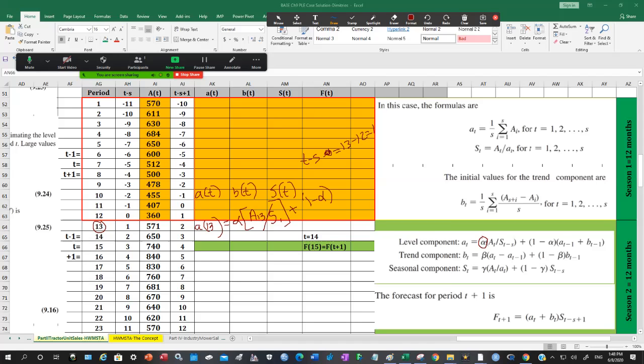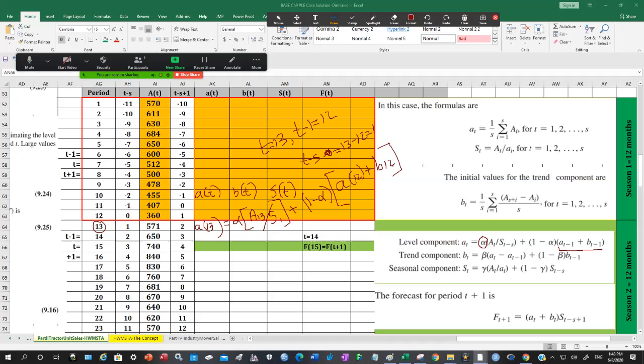Plus 1 minus alpha. Again, we know alpha, so we know 1 minus alpha. Times A of t minus 1 plus B of t minus 1. So t is 13. Therefore, t minus 1 equals to 12. So this here is A of 12 plus B of 12. Okay?